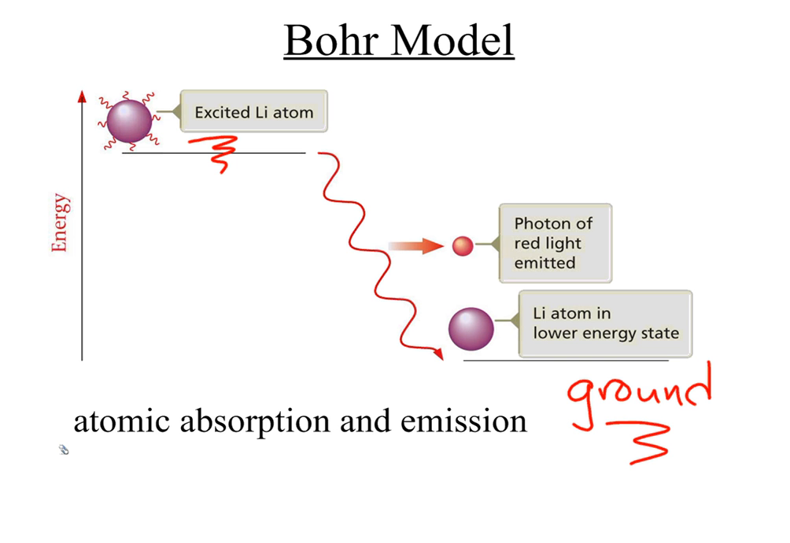In the process, when it drops down, it's going to release a little bundle of energy, a photon, in this case of red light. And that energy corresponds to the drop in energy from the excited state down to the ground state. If that separation between the excited state and the ground state were larger, then you would get a larger energy gap, and you would get something with a shorter wavelength, perhaps than red.